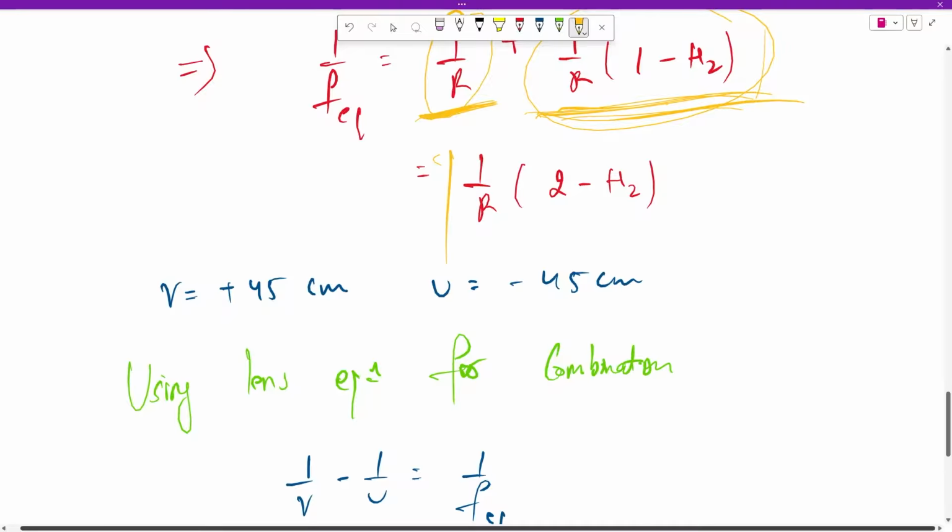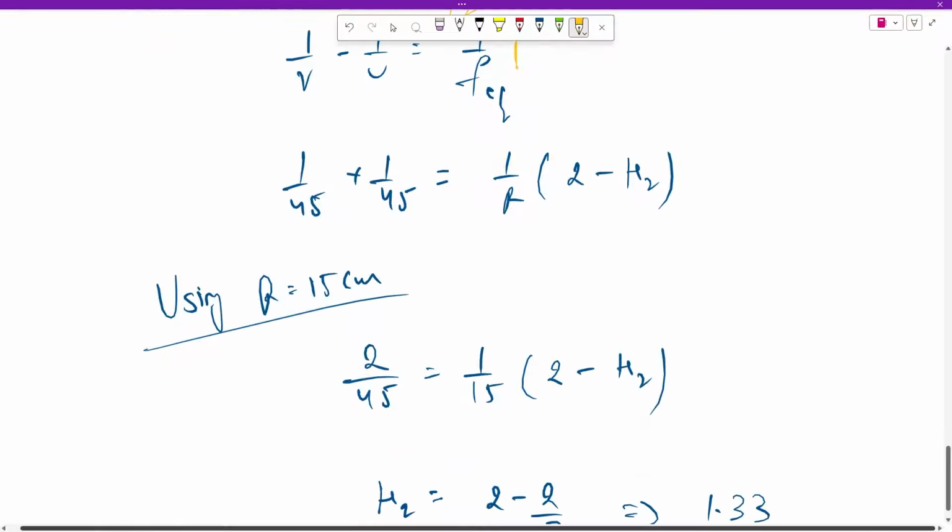Now this is the f equivalent for the case when the liquid is present between the lens and the plane mirror. Now again we will assume that there is no plane mirror, because the plane mirror only changes the direction of v. If there is a plane mirror, then v equals minus 45 centimeter. If there is no plane mirror, then v equals plus 45 centimeter. Now we will apply the lens equation again with f equivalent. So using the values, 1 by v would be equal to 1 by 45 and u would be equal to minus 45. So minus 1 by u would be equal to plus 1 by 45. And this we just found out.